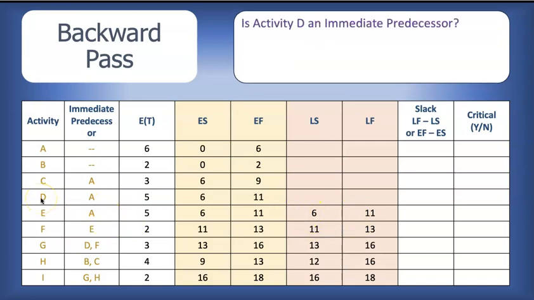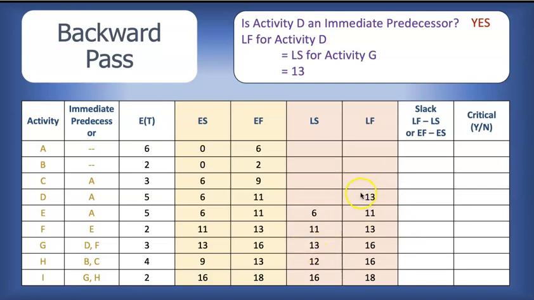Alright, on to activity D. Same process. Is activity D an immediate predecessor? And here we see activity D as an immediate predecessor for activity G. So activity D must end in time to pass the baton to activity G. Activity G must start by the latest week 13. So activity D needs to end by the latest week 13, to pass the baton to activity G at week 13.